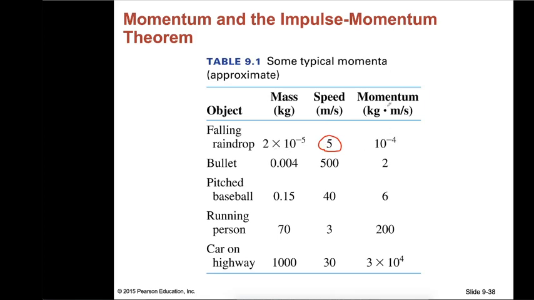So you can calculate the momentum. It's 10 to the negative 4. So that's the momentum for a raindrop. For a bullet, the momentum is about 2 kilogram times meters per second. And for a car on the highway, you will see the momentum is a huge number. So that's just a list of some typical momenta.